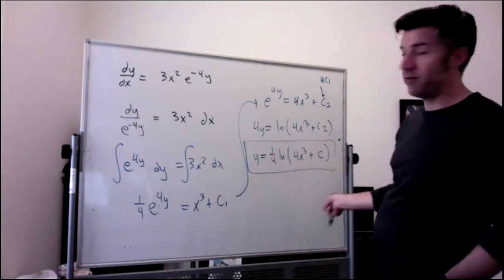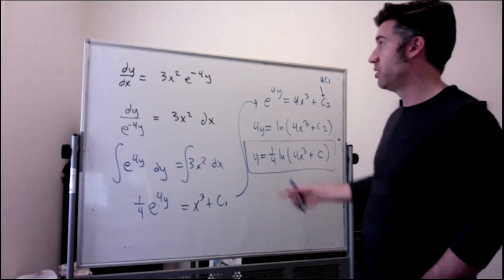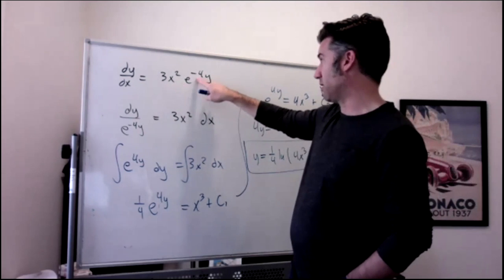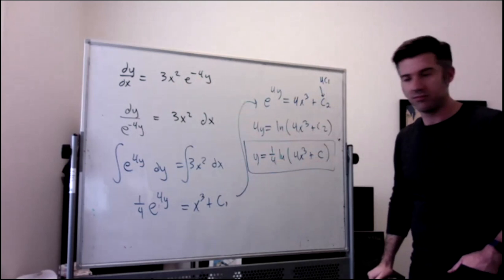If you took the derivative of this, not that I'm going to, but if you took the derivative of this, it would be equal to 3x squared times e to the negative 4 times this. It's kind of funky, but it would be.